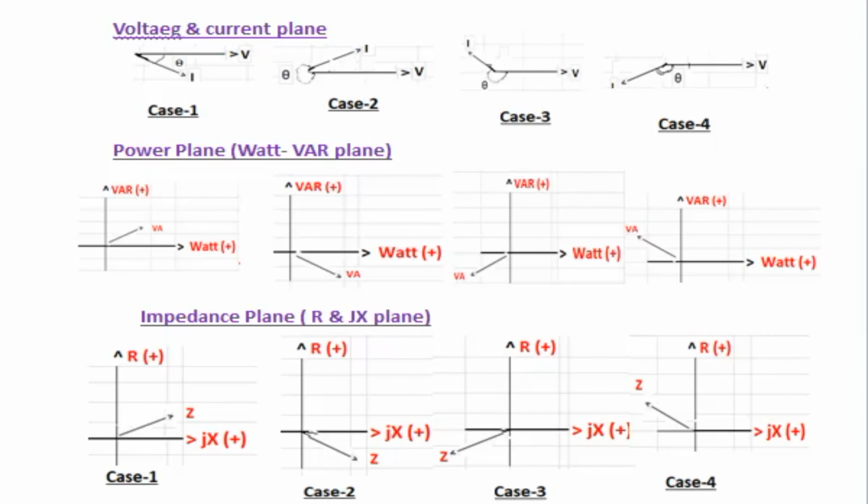Case 3, reversal of the first case, VA falls into the third quadrant. In the same way, impedance Z also falls into the third quadrant. In case 4, reversal of the inductive load, the capacitive load, VA falls into the second quadrant, and immediately impedance falls into the second quadrant.